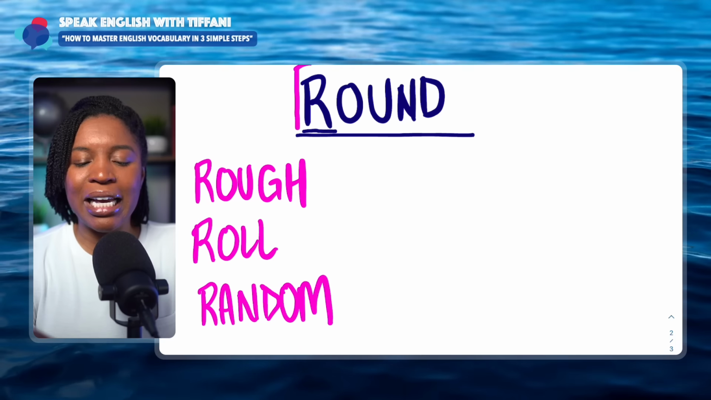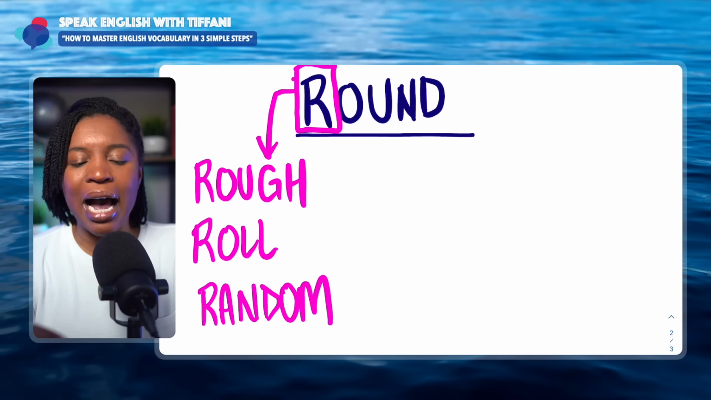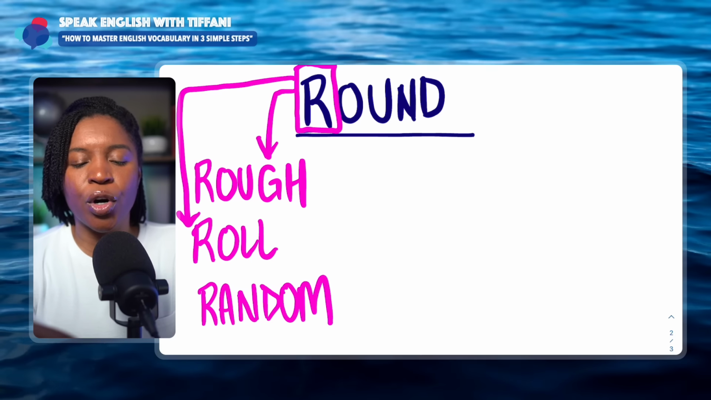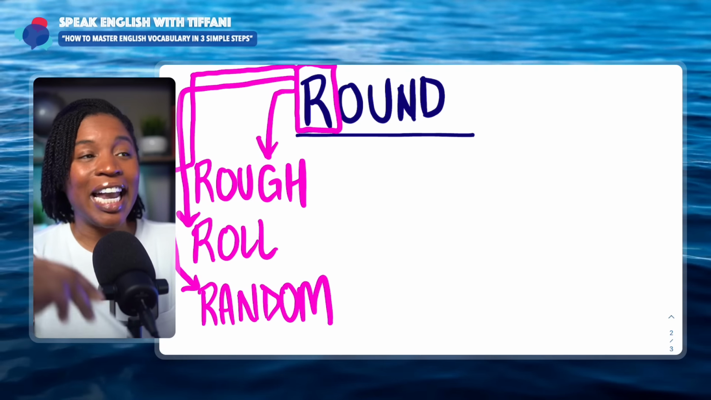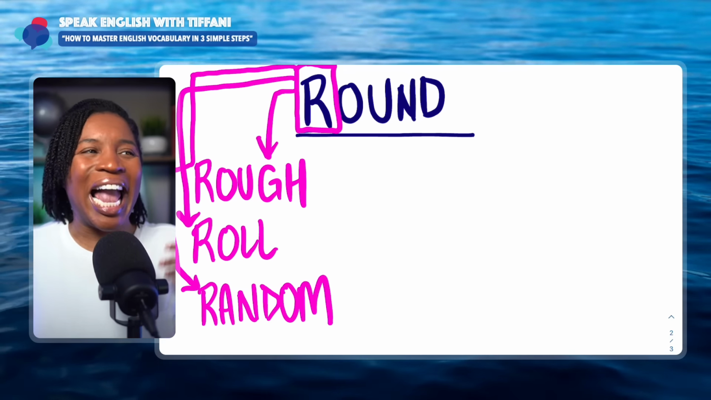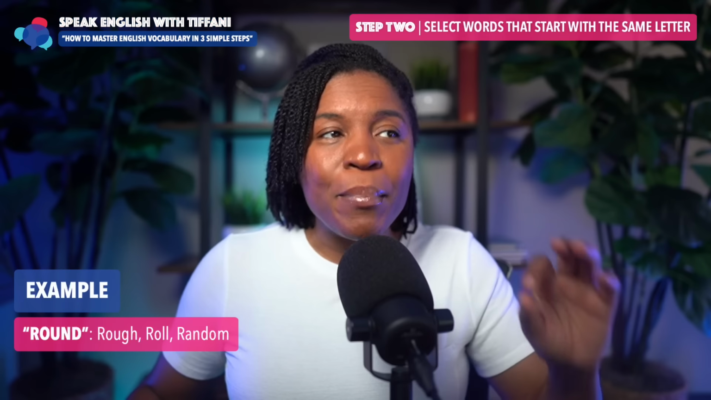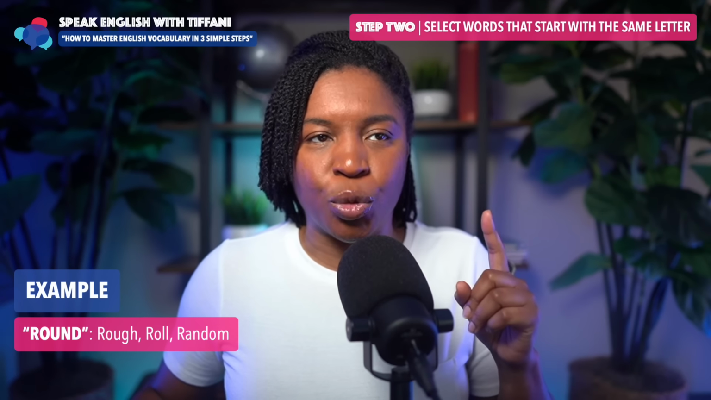The connection is the first letter, R. That's how we got each of the words that we have written. Here we go, in our notebook: we have rough, roll, and random. Now, remember, the next step we have to do is write the definition of each word.